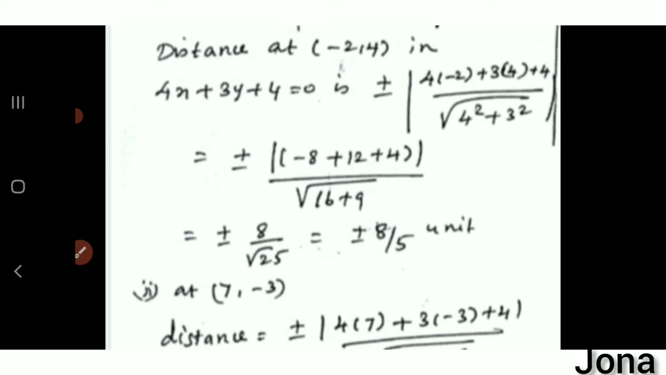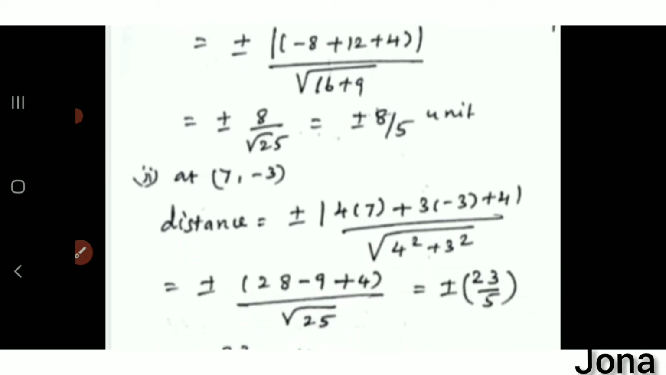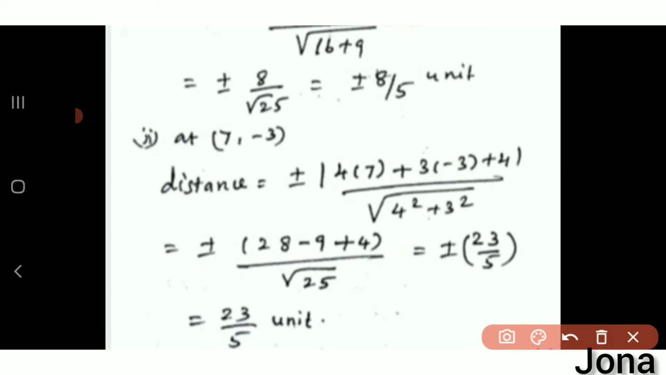Second part, we want to find the distance at (7, -3). The same thing. Here at the numerator we have the same equation. Instead of x and y, we substitute 7 and -3. Therefore, at the numerator we have 28 - 9 + 4 divided by root 25. If you simplify this, we have plus or minus 23 by 5. The distance is always positive, so our answer is 23 by 5 units.